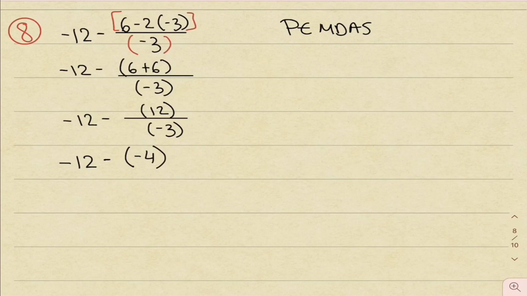Now don't forget, again, there's a 1 here that is multiplying what's inside of parentheses. So I have multiplication. I'm going to go ahead and do that. So I have negative 12. Negative 1 times negative 4 is positive 4. And negative 12 plus 4 is negative 8.